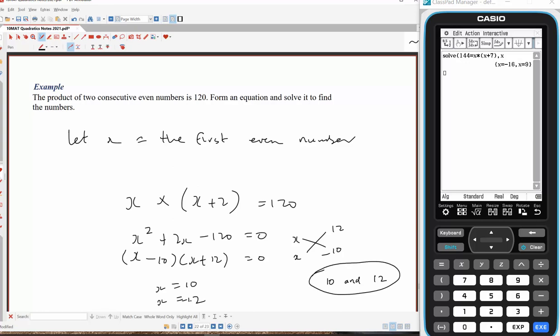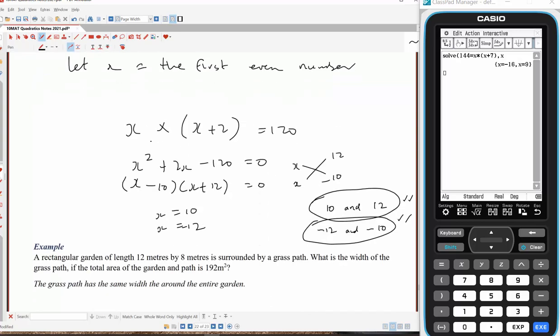Now, is this an appropriate solution? This is negative 12. The next even number is negative 12 plus 2, which is negative 10. So they are consecutive, two consecutive even numbers anyway, and they multiply together to equal 120. So that is appropriate, and that is appropriate. So we don't need to reject a solution here. It doesn't say the product of two consecutive positive even numbers. So yeah, both of those solutions are absolutely fine for this one.